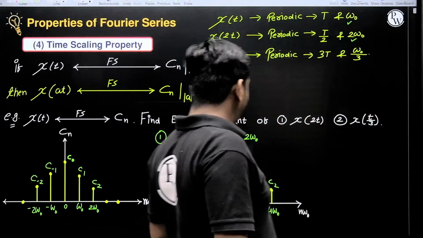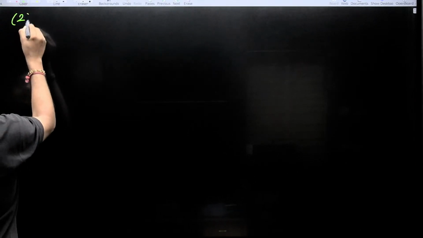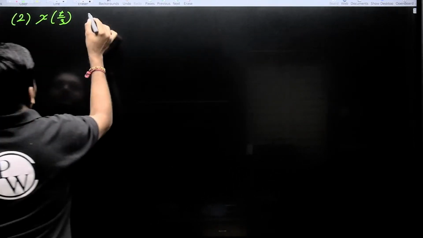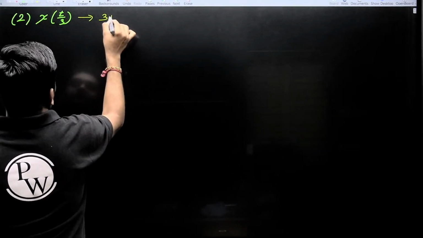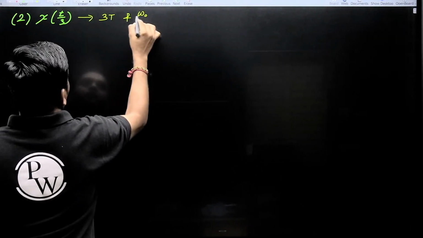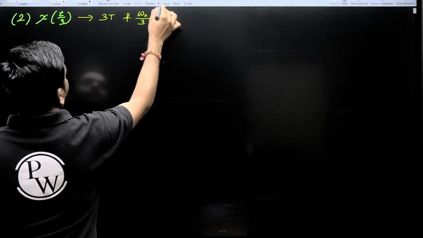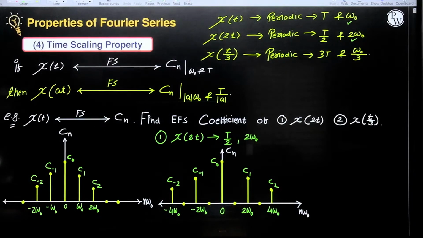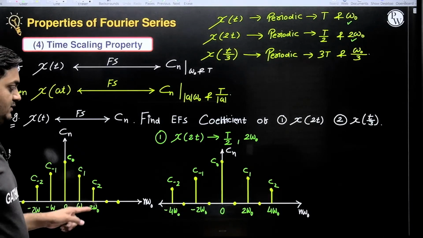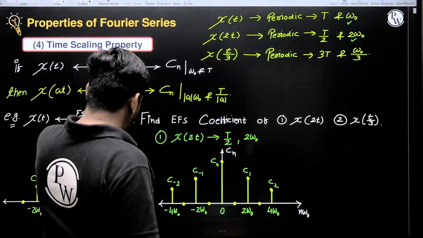Now see the next question. In a similar way, the second is x of t by 3, which means expansion. The fundamental time period will expand, and the fundamental frequency will be omega 0 by 3. See, you have to replace each and every frequency by omega 0 by 3. So this will be at omega 0 by 3. This will be at 2 omega 0 by 3. Simply replace omega 0 with omega 0 by 3, guys. Correct?